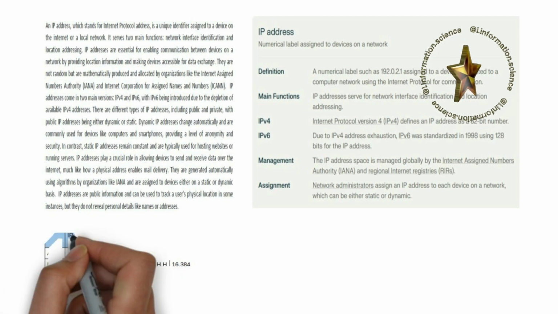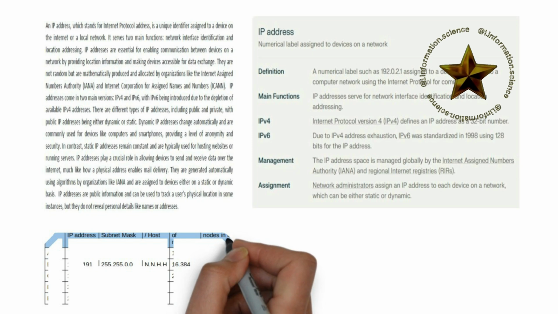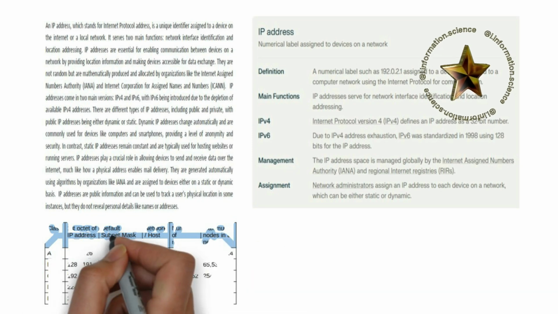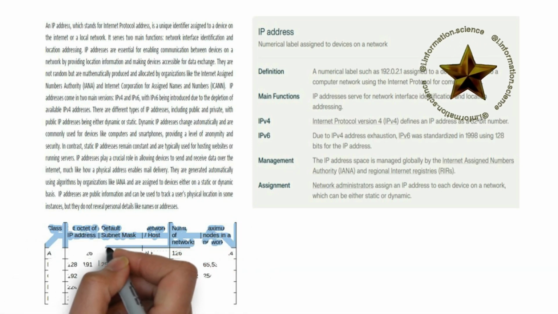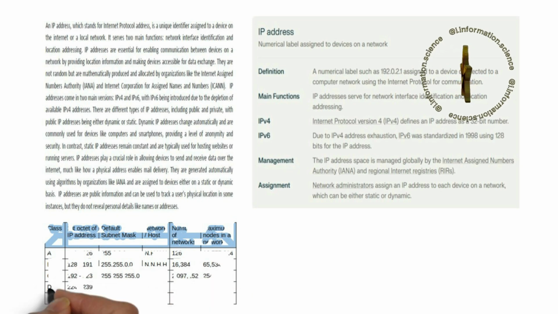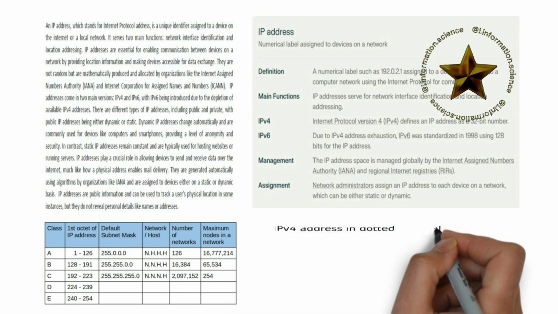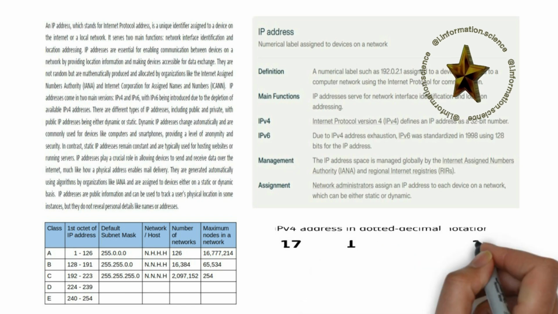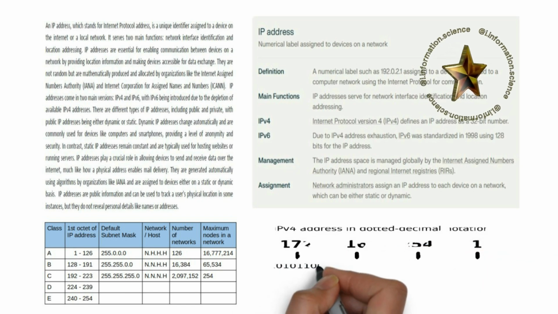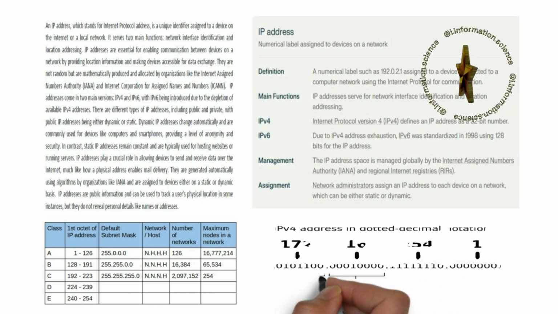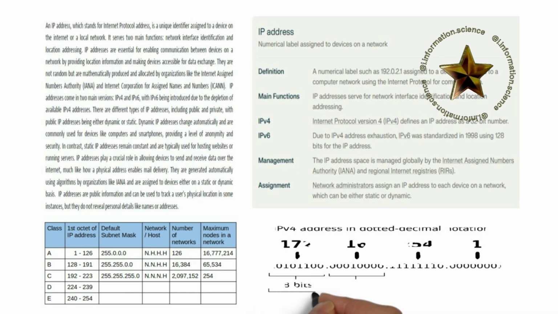IP addresses come in two main versions, IPv4 and IPv6, with IPv6 being introduced due to the depletion of available IPv4 addresses. There are different types of IP addresses, including public and private, with public IP addresses being either dynamic or static. Dynamic IP addresses change automatically and are commonly used for devices like computers and smartphones, providing a level of anonymity and security. In contrast, static IP addresses remain constant and are typically used for hosting websites or running servers.